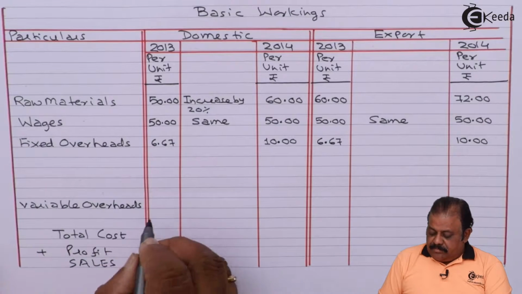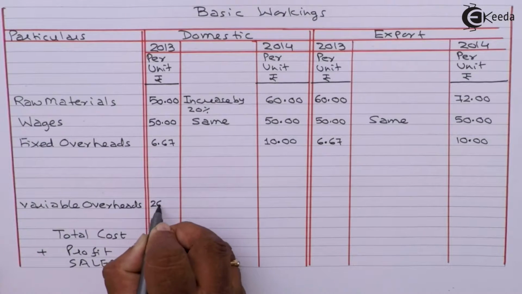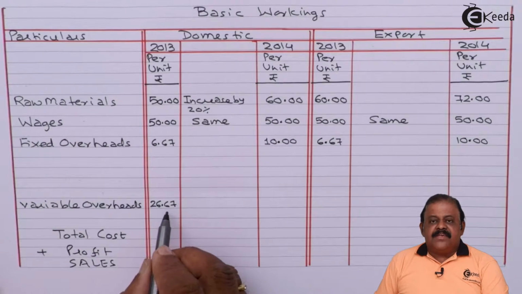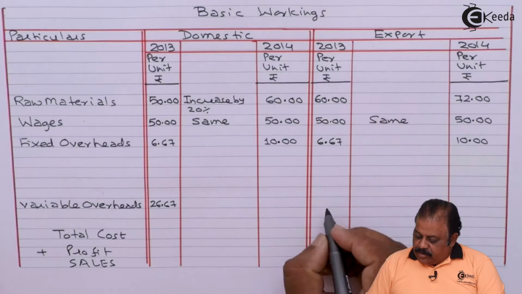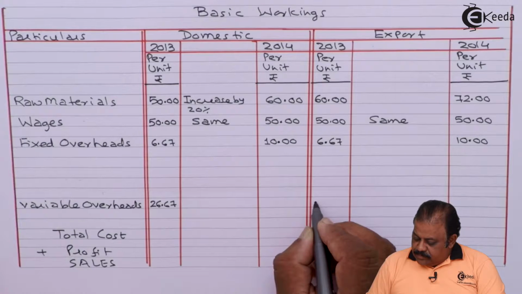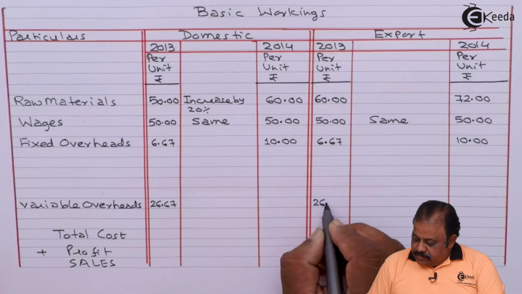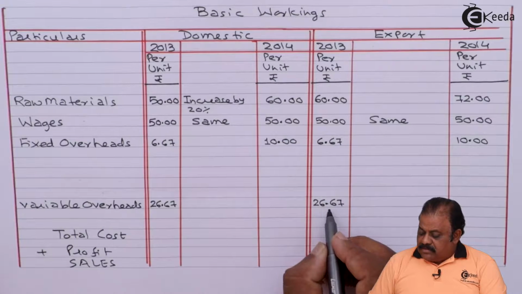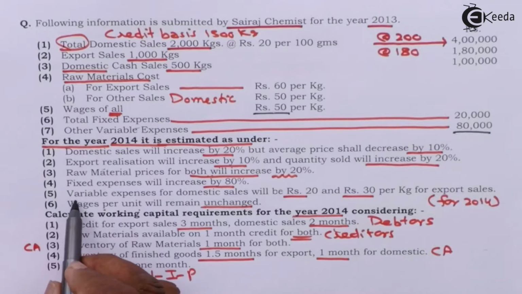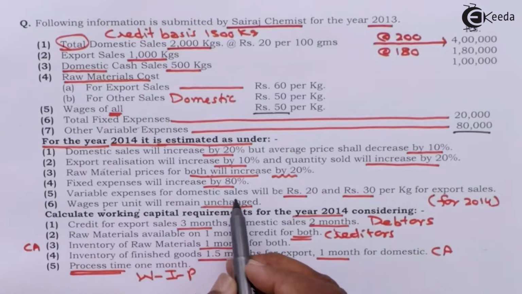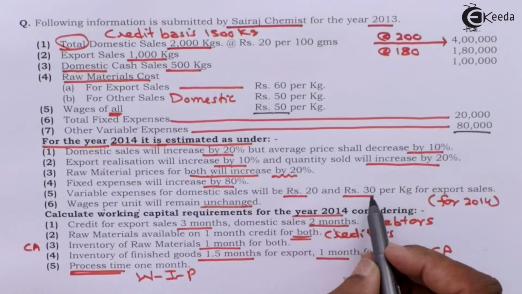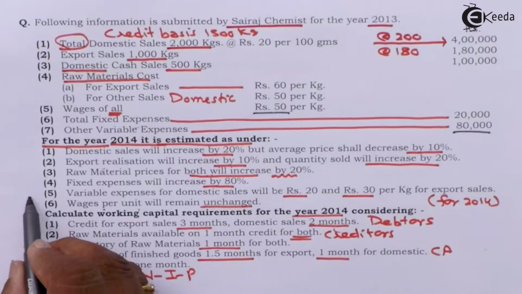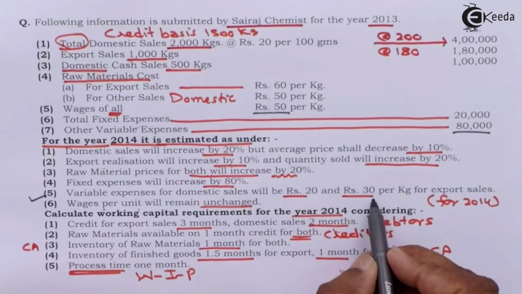Variable overheads for current period 26 rupees 67 paise. In case of export, for current period 26 rupees 67 paise. Variable expenses for domestic sales will be rupees 20 and rupees 30 per kg for export sales. So this is the information given for the estimated period.